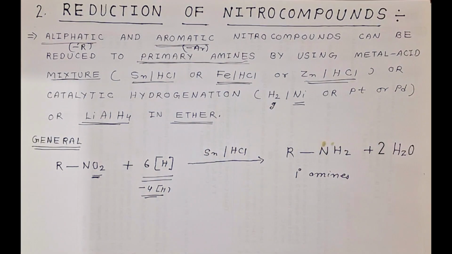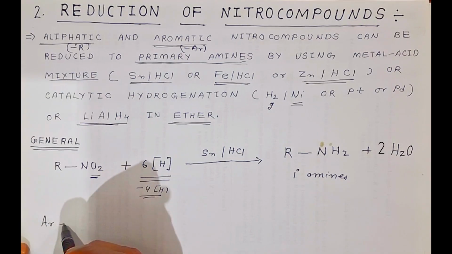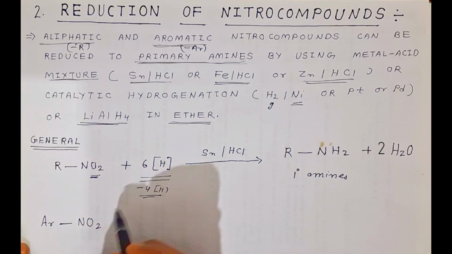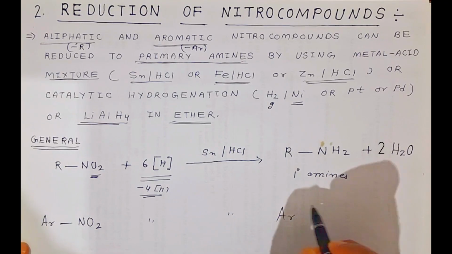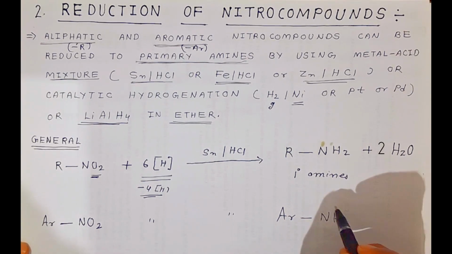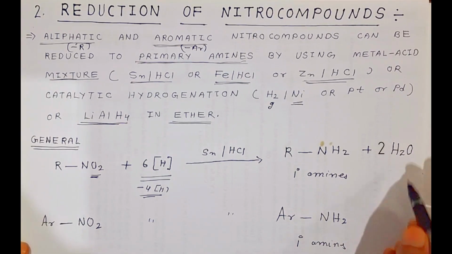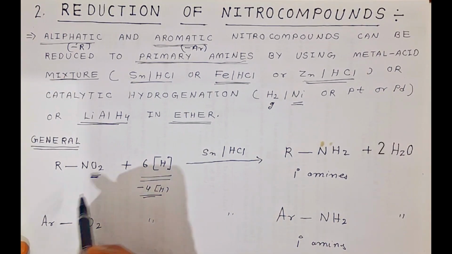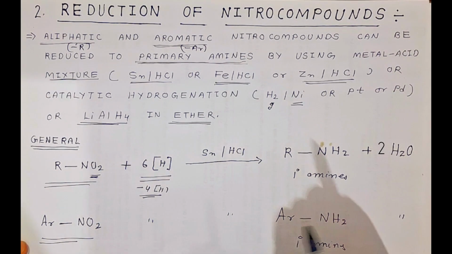Similarly, if you take aromatic nitro compounds, these are the same, and here you get aromatic amines, that is primary amines, but of the aromatic type. This is also a first degree amine, along with water. So this way, whether it is an aliphatic or an aromatic nitro compound, you can convert it into a primary amine.